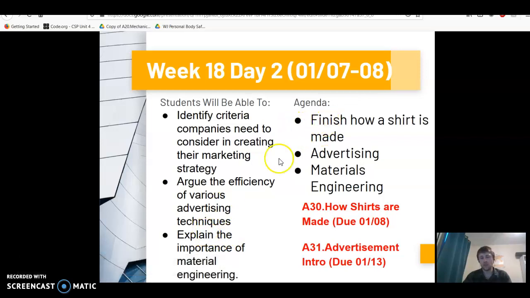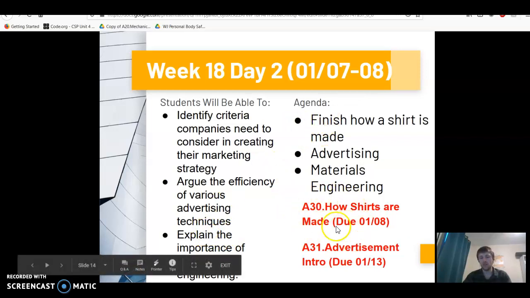Now we started off today, we're finishing up assignment 30, which we were working on last time, and it is due Friday the 8th at midnight. Assignment 31, we're going to start later in class today. I'll show you exactly what is expected, and that one's due Wednesday the 13th.